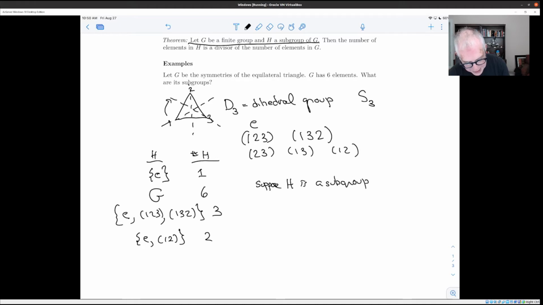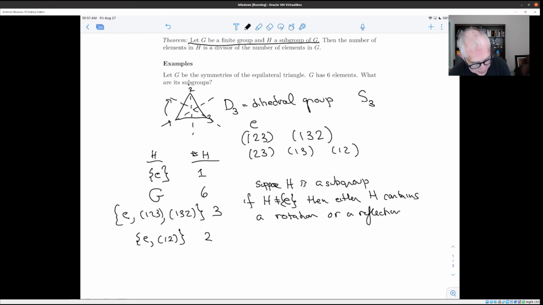Well, if H is not the identity, not the trivial subgroup, then either H contains a rotation or a reflection, because those are the only possibilities, right? If you have a subgroup which is bigger than just the identity element, then it either has to contain one of these guys or it has to contain one of these guys. So suppose it contains a rotation.